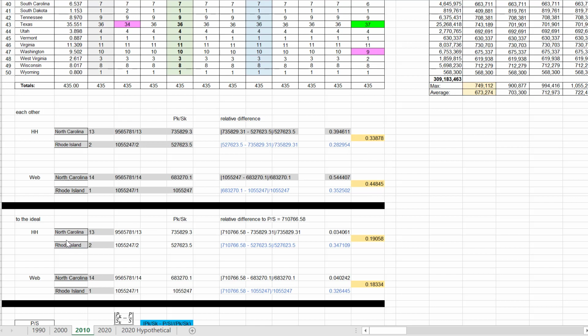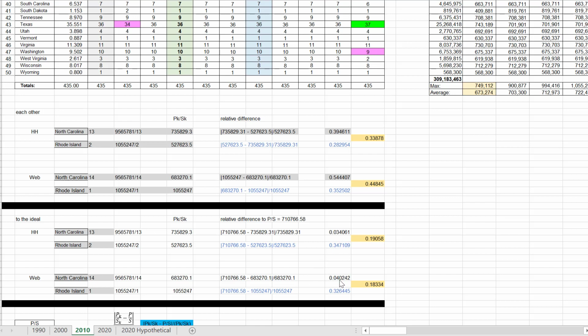But if we compare, relatively speaking, to the ideal, the people per seat for the country in 2010 would have been 711,000-ish. Here's the people per seat. Subtract it from the country's average, divide by the state's people per seat. We get this relative difference for Huntington Hill.